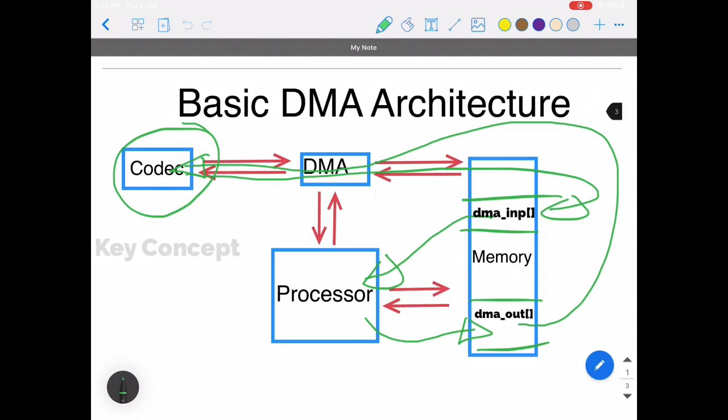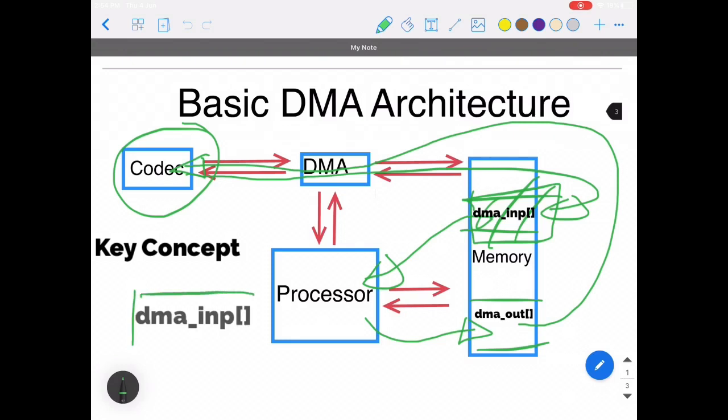Now one key concept is coming. This input buffer memory is divided into two parts. The first part is called ping and the second part is called pong.